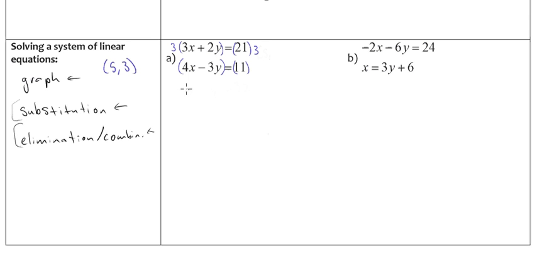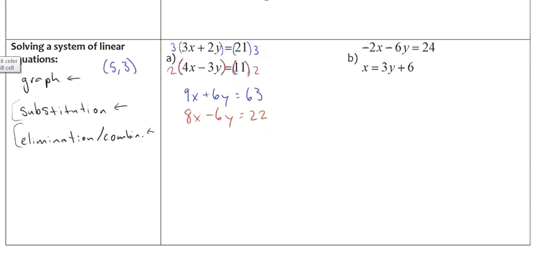That gives me 9x plus 6y equals 63. Now the second one, actually I'm going to go ahead and switch colors just for clarity. And the second one we're going to multiply by 2. So 2 and 2. So that gives me 8x minus 6y equals 22. So I multiplied the top equation by 3, both sides by 3, and the bottom one I multiplied both sides by 2. And now I've got two new equations.